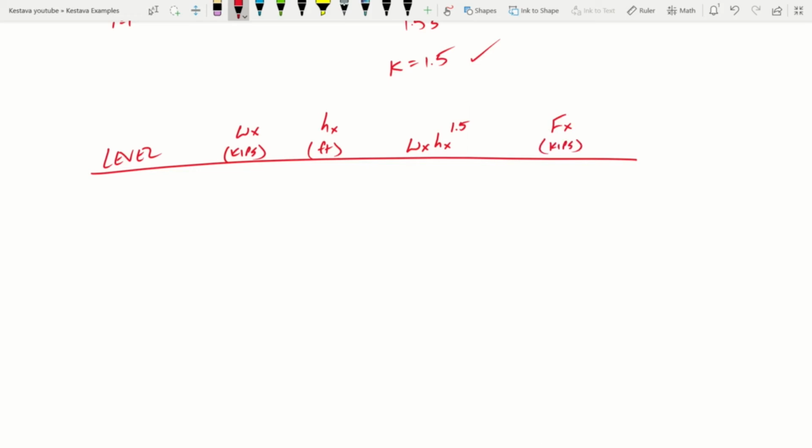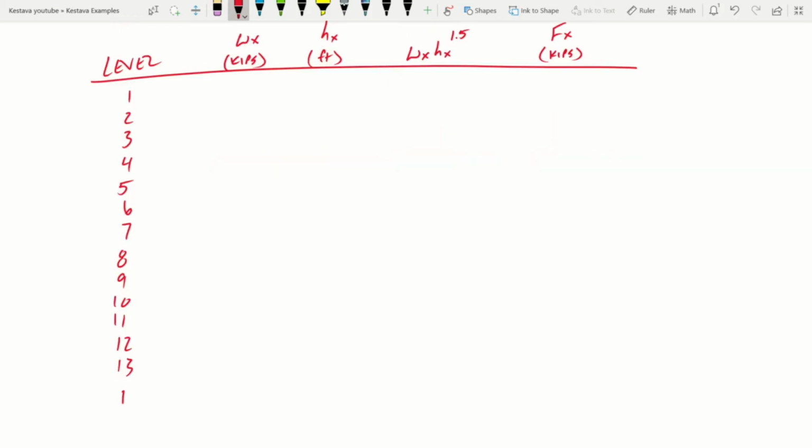So remember that table I did, and if not, again, I highly suggest going to that 3-part video on seismic design. We really get into the nitty-gritty of all this stuff, but roll with me here today. Let's keep on pushing. Levels 1, 2, 3, and so on, let's get to the bottom. And then of course, we're going to do a summation at the bottom.